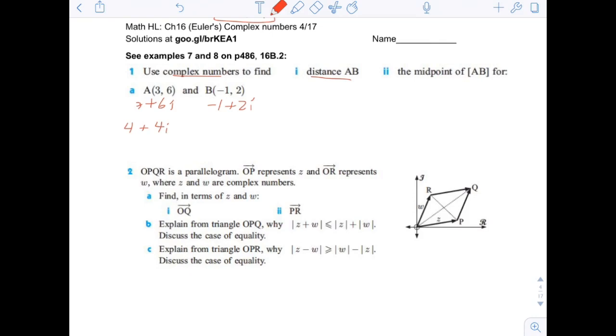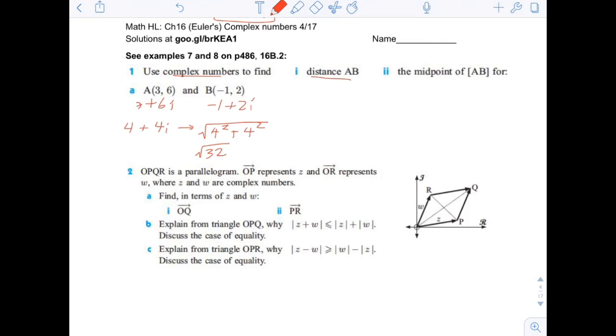And if I want to find the modulus of this, I would square the 4 and square the 4 and take the square root, which would be the square root of 32.